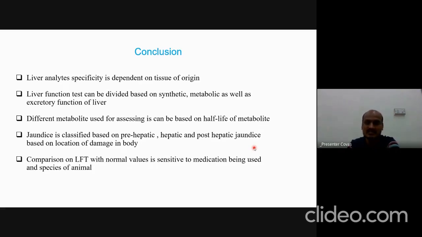Species we discussed. Sometimes you are giving some medicines to an animal like acetaminophen or some non-steroidal anti-inflammatories, and you are measuring its liver function. Sometimes this drug itself leads to an increase in the concentration of the liver enzymes. So you have to be careful when using these things also, right?